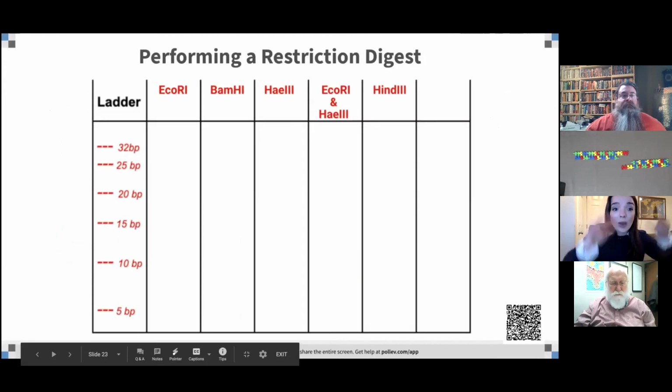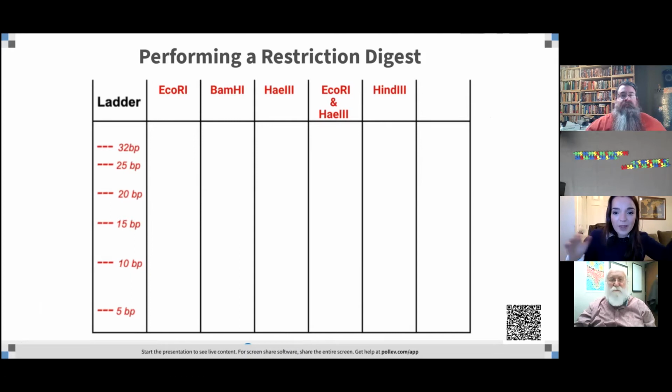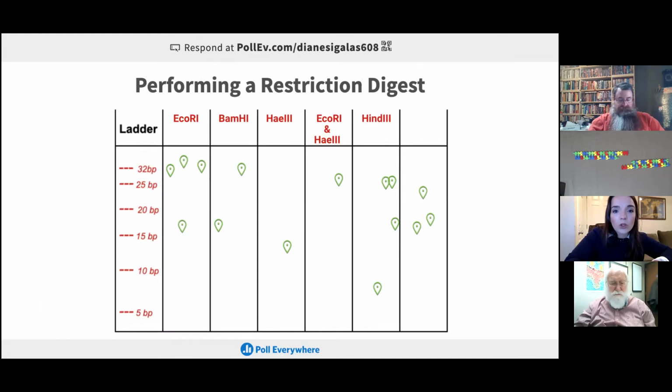All right, so here's where we're going to use our phones. So find your phone. What we're going to do is you're going to go to this website that is right up here. Why won't this go away? So you're going to go to Polleverywhere.com/Diane Sigalas 608. Oh, I should have cleared these. Hold on. My bad. We were playing the other day. Let's stop share. I feel bad. Hold on.